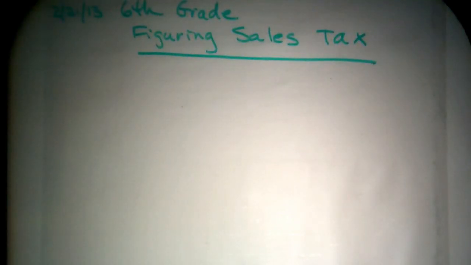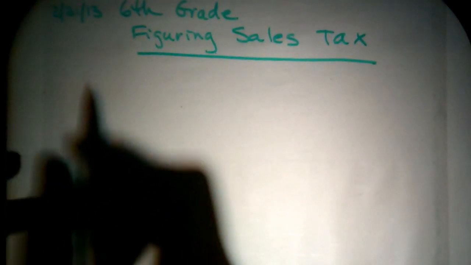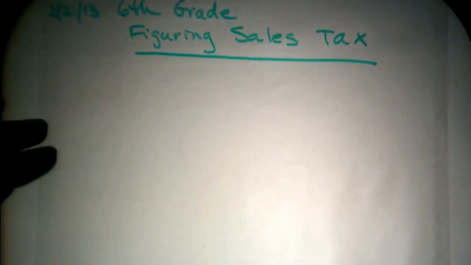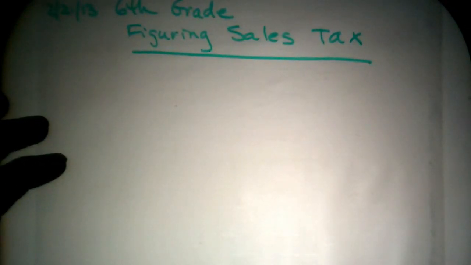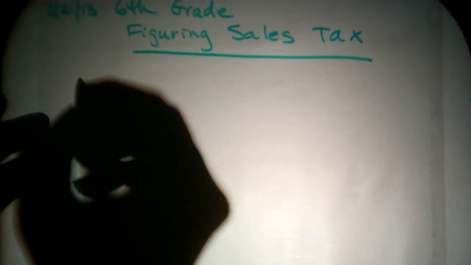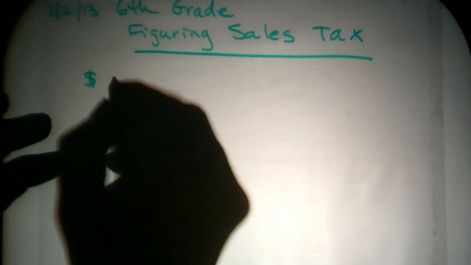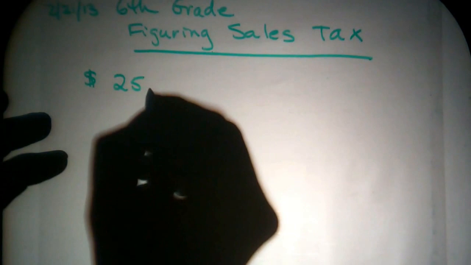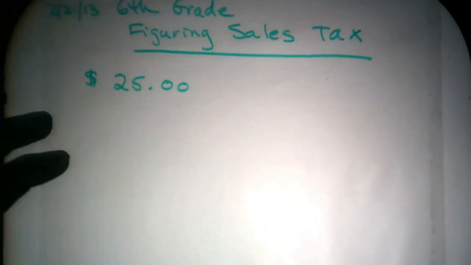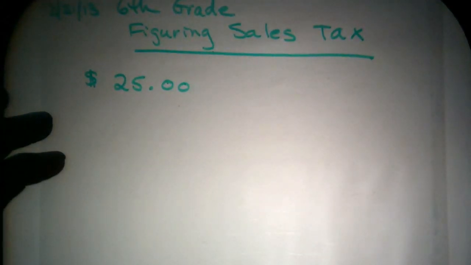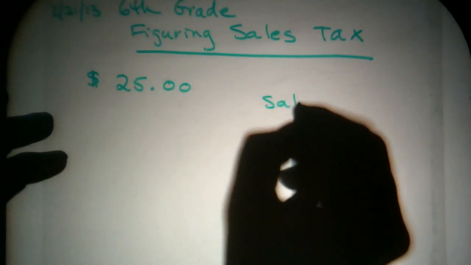Alright, today we're going to look at figuring sales tax. This is the same thing that we've done when we did our roller coaster math with our stock market and doing discounts or increases or decreases. For instance, if I had a bill at the store, I went to purchase a shirt. It was $25. Now you know that we have what's called sales tax.